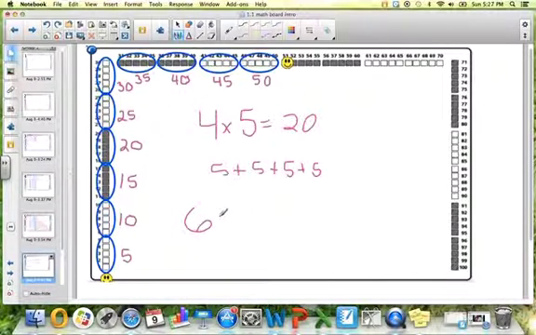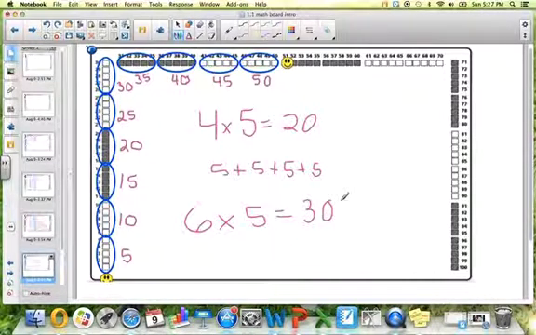Okay, let's try a different one. Let's do 6 times 5. Okay, get your counting fingers ready. So we're going to count by 5 6 times. So we're going to count by 5 until we have 6 fingers up. So let's start. 5, 10, 15, 20, 25, 30. All right, well, we have 6 fingers up, so the answer to 6 times 5 is 30.